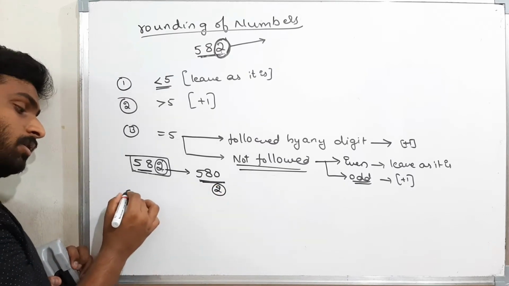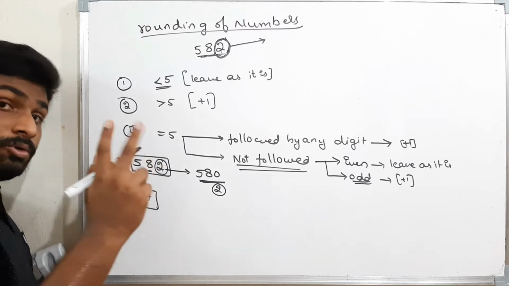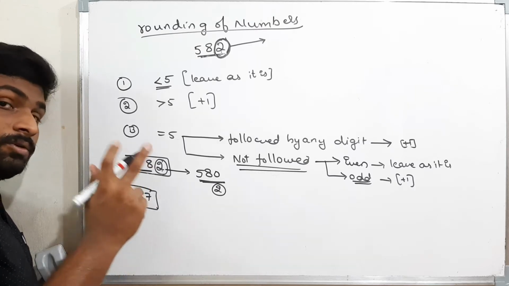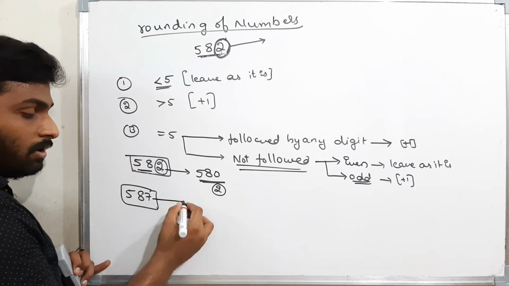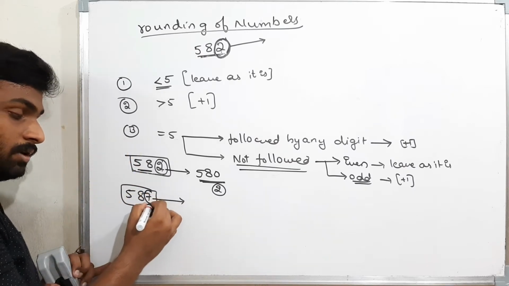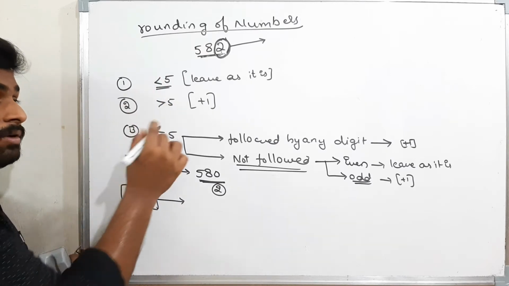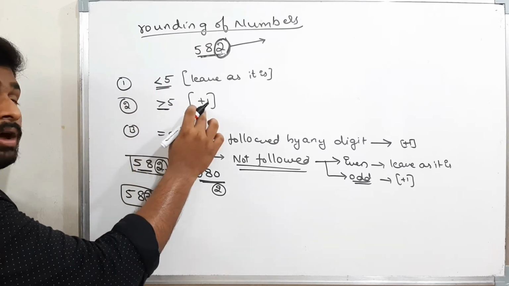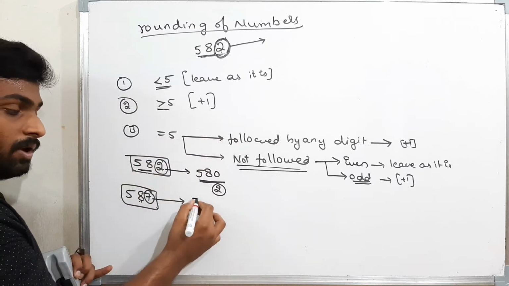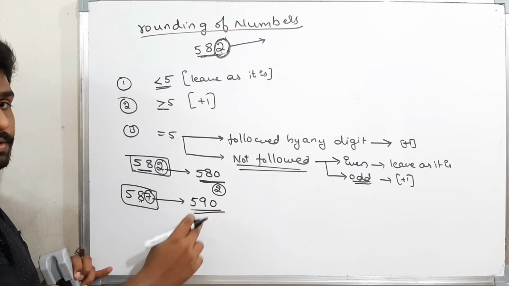Now they are giving one more number, 587. They told us to round off 587 to two significant figures. Now what do I have to do? If I want to round off this to two significant figures, I have to see 7. Is 7 equal to 5, greater than 5, or less than 5? 7 is greater than 5. If it is greater than 5, what do I have to do? I have to add plus 1 to the before number. That means I have to add plus 1 to the 8, that means 590, which has two significant figures.